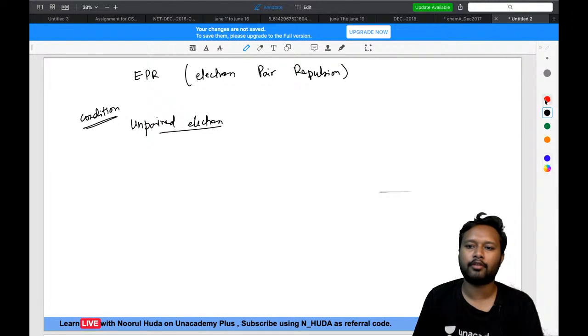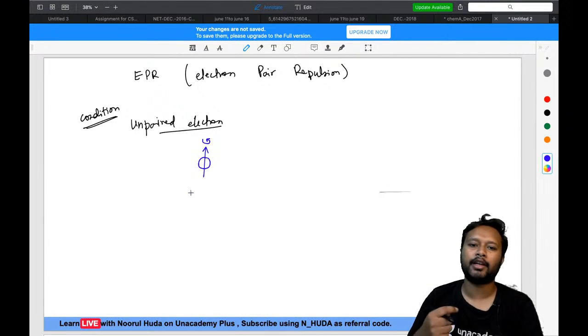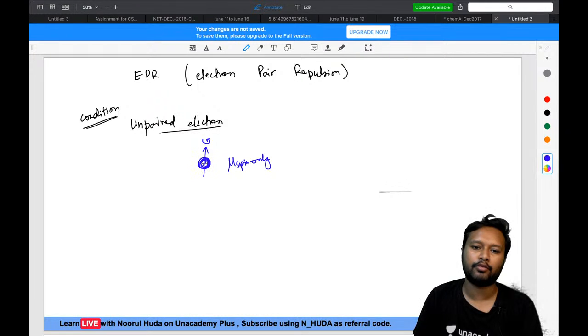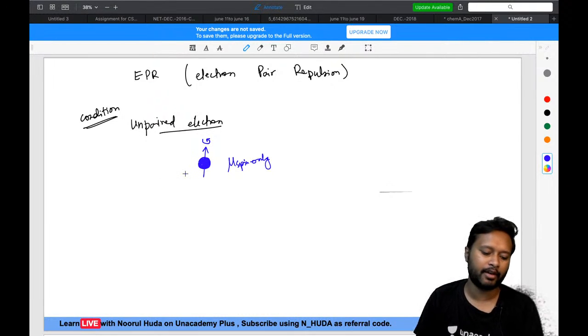Now what will this unpaired electron do? An unpaired electron spins on its own axis. So if this is an unpaired electron, and this is the axis, it will spin around it. It will have a certain spin, and due to this spin motion, it will create a magnetic moment in itself. That's called a spin only magnetic moment. So a tiny electron can behave as a magnet on its own because of its spin motion. Now what happens if you put this particular electron in the external magnetic field?